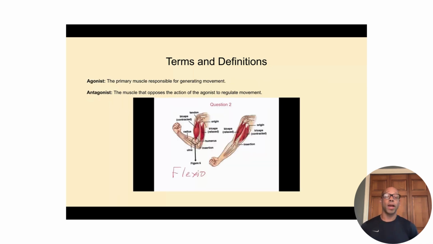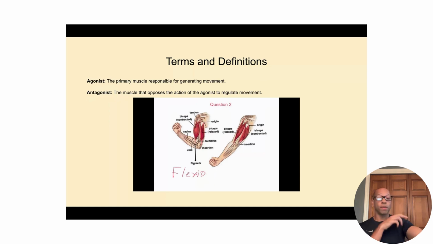Then we've got our agonist and antagonist. An agonist is basically the muscle that is working at that point. The antagonist is the muscle that is at rest while the agonist is working. So if we look again at that biceps, the antagonist for the biceps would be the triceps. Usually the agonist and antagonist are on opposite sides or opposing sides of a bone or bony area.